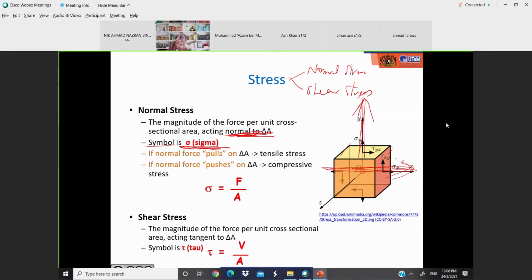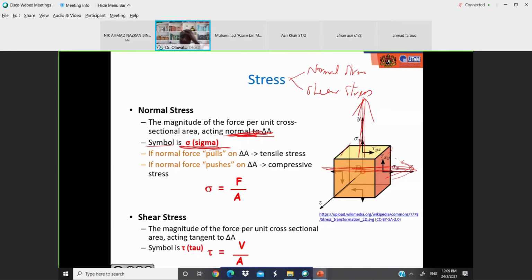Now, your normal force could either be a pull or a push. If it's a pull, you are pulling away. That is tensile. If it is a push, then it is compression. So if it's a pull force, then it's tensile. If it's a push, it's compression.